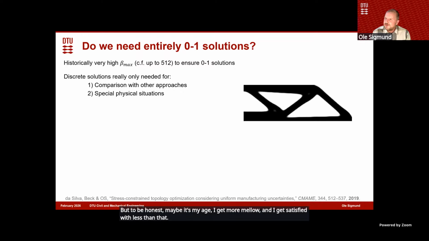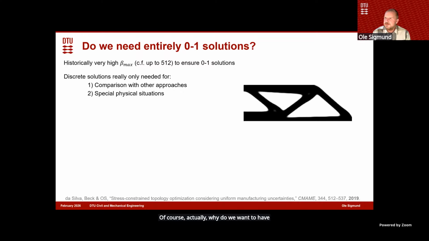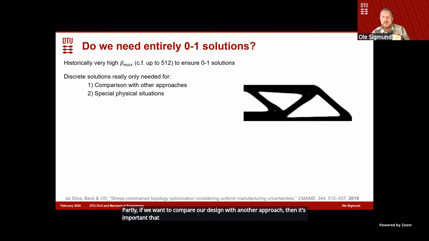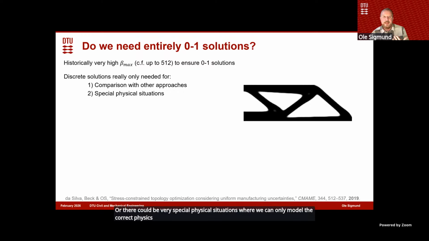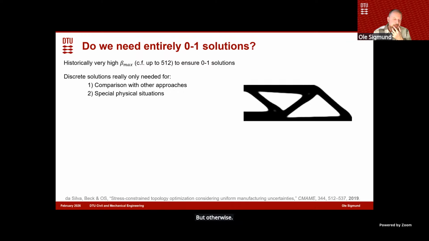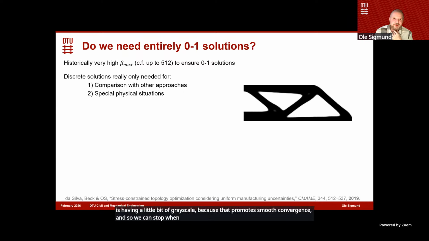Because actually, why do we want to have absolutely discrete solutions? Well, we want that in two cases. Partly, if we want to compare our design with another approach, then it's important that we only have black and white, because if we have different interpolation laws, they are not comparable. Or there could be very special physical situations where we can only model the correct physics if it's completely black and white. But otherwise, in most cases, we actually don't need that. What we are interested in is having a little bit of grayscale, because that promotes smooth convergence, and so we can stop when we have converged well.